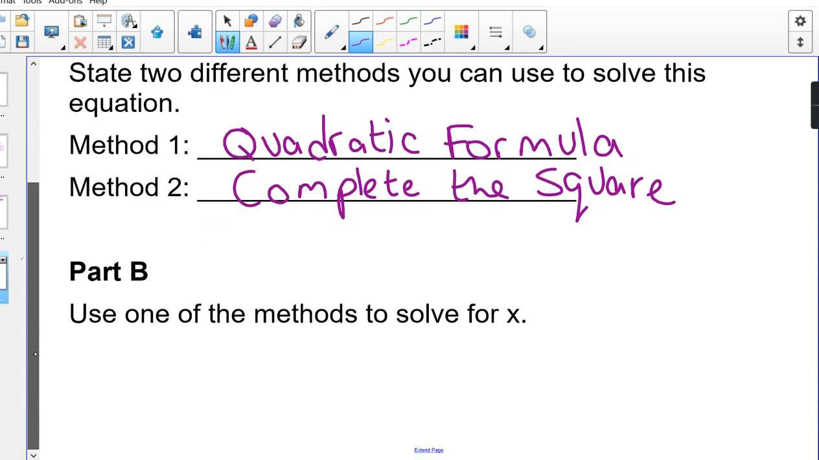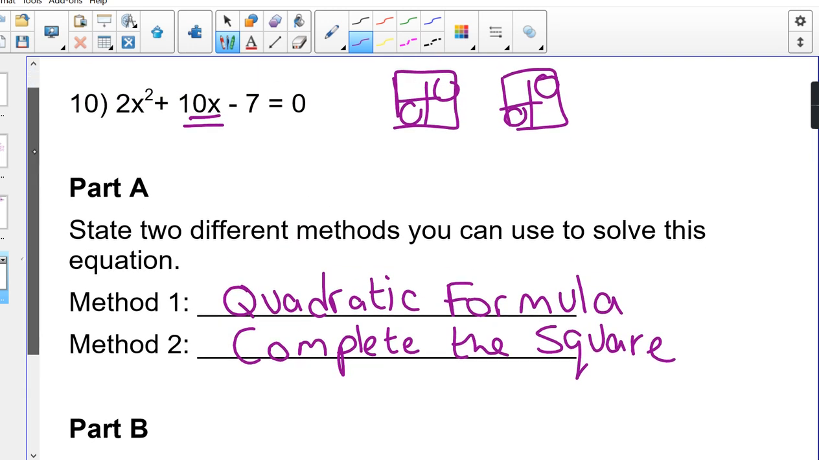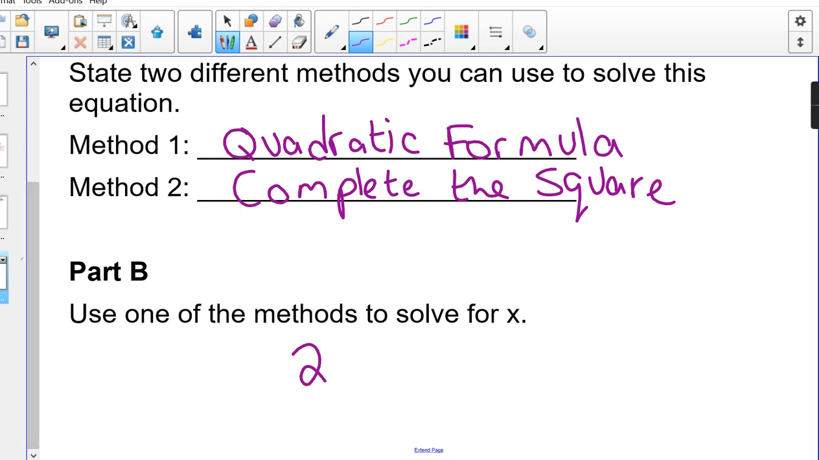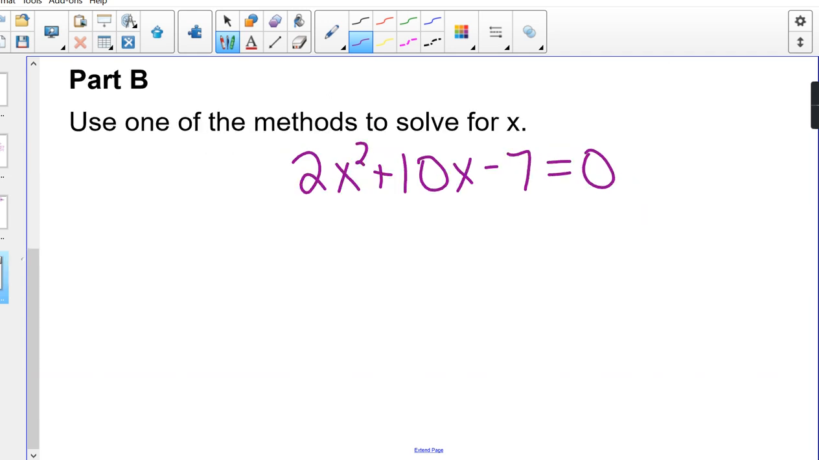But in part B, where it says use one of the methods, I would choose to use the quadratic formula here, because it's not going to be a whole number for the perfect square. It's going to be x plus 2.5 squared, which is kind of complicated to work with. So I'm going to take 2x squared plus 10x minus 7 right down here, and I'm going to go ahead and use the quadratic formula.